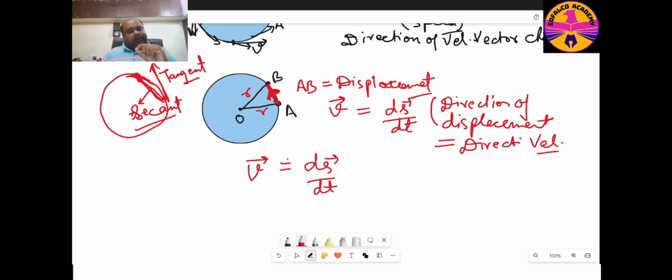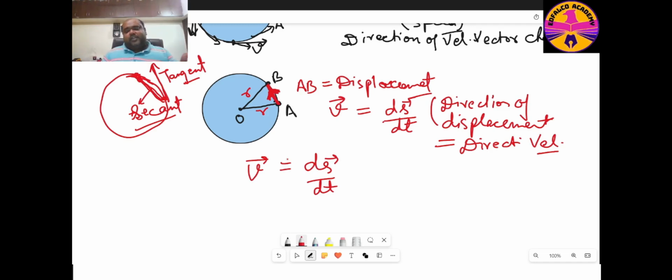And the moment I talk about a different time point, that ds by dt might be different, right? So that's why we take a very, very small distance and a very, very small time in order to define things if they are changing over time. If it is completely uniform, if the velocity vector is not changing at all, neither the magnitude nor the direction, it is constant, completely constant.